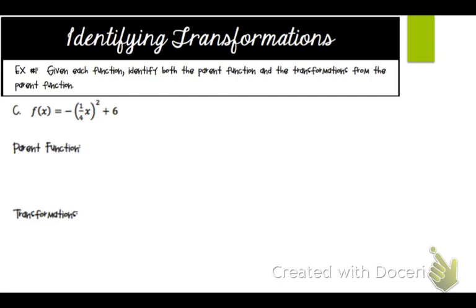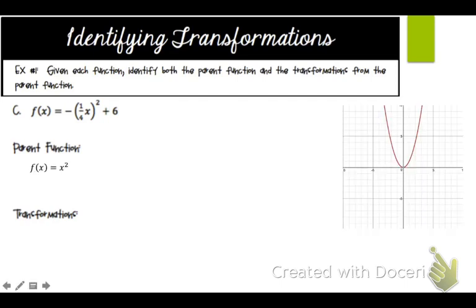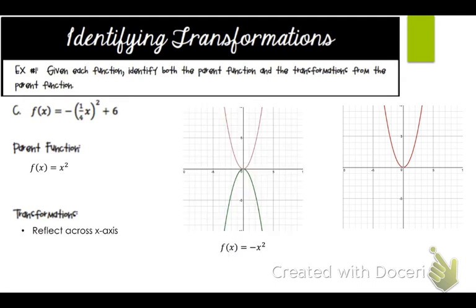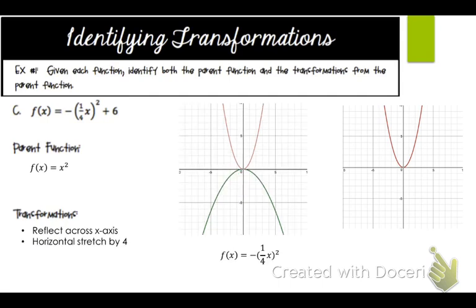Our parent function here is x squared, which is just that U-shaped graph right there. Then we're going to start our transformations left to right. So the negative is going to reflect it across the x-axis because it's on the outside. The 1/4 is on the inside, and remember in our notes, it's 1 over b. So since that's 1/4 inside, we're going to horizontally stretch it by 4. So you always flip that, and that's what you're stretching it by. Okay, if that's confusing, we'll talk about it more in class.